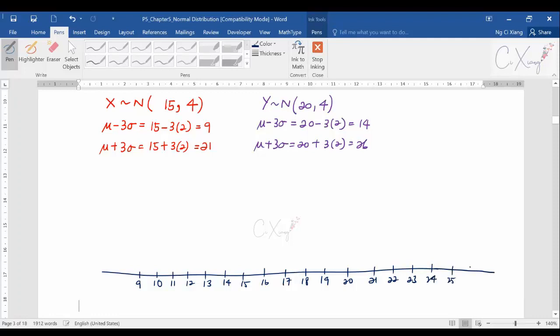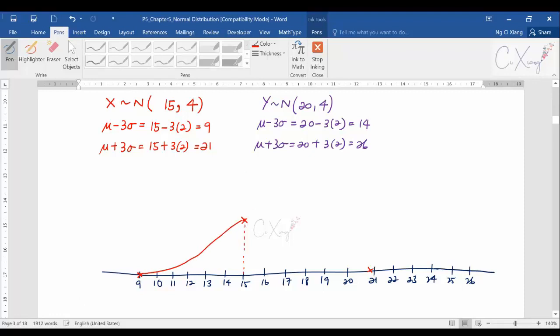Okay, so let's say for the first graph, I'm having mean is 15. So the mean is 15. All right, and then 9. And also end at 21. Okay, so you can draw a very nice bell-shaped curve like this.